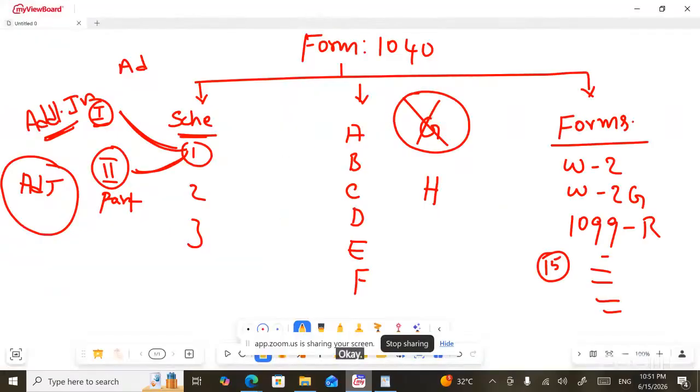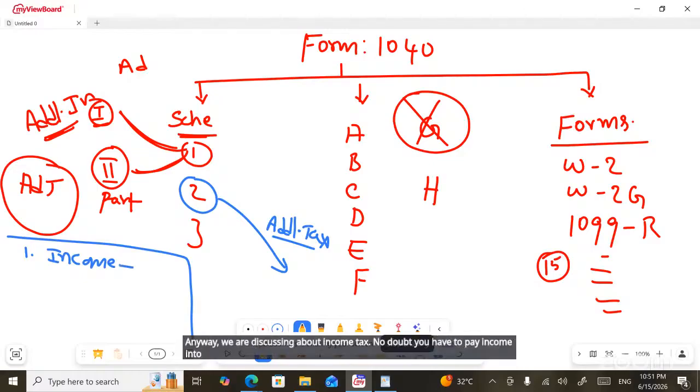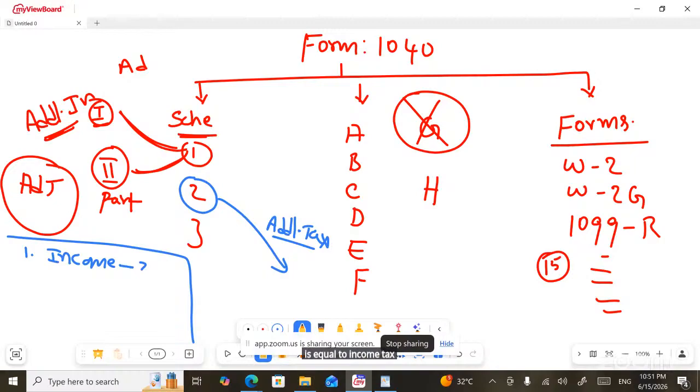Okay. Now coming to Schedule 2. Schedule 2 is nothing but the additional taxes. What is the meaning of the additional taxes? Anyway, we are discussing income tax. No doubt we have to pay income tax at the tax rate, say $20,000. Apart from that income tax, we need to pay some other types of taxes.